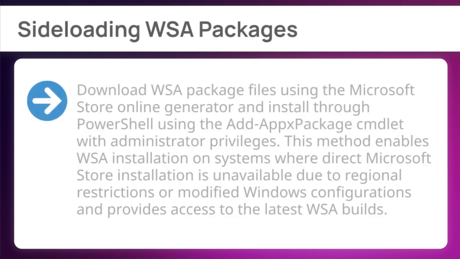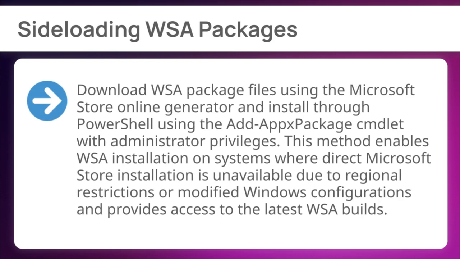Next, sideloading WSA packages. Download WSA package files using the Microsoft Store online generator and install through PowerShell using the Add-AppxPackage cmdlet with administrator privileges. This method enables WSA installation on systems where direct Microsoft Store installation is unavailable due to regional restrictions or modified Windows configurations and provides access to the latest WSA builds.